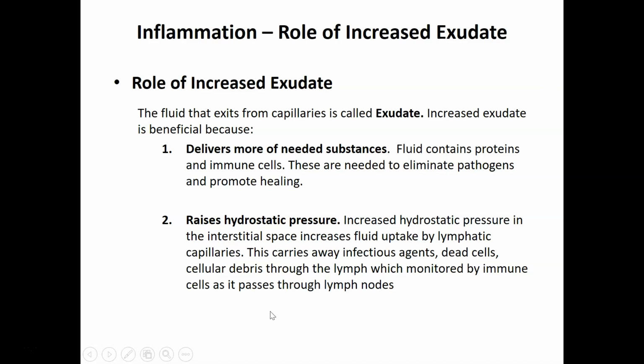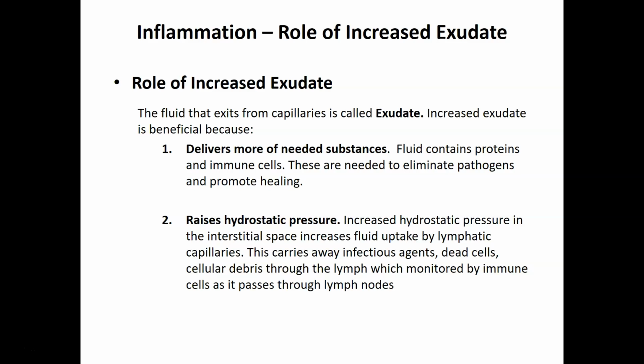Another thing that happens is more fluid exiting from the bloodstream into the interstitial space is going to increase the swelling of the tissue. In an inflammatory response, there's swelling. So the swelling is actually a good thing. This raises the fluid pressure in the interstitial space. What does that do? Increased fluid pressure is going to pull open the flaps in the walls of the lymphatic capillaries. And you're going to have a lot of fluid being pushed into the lymphatic capillaries. It's going to flow away through the lymphatic system.